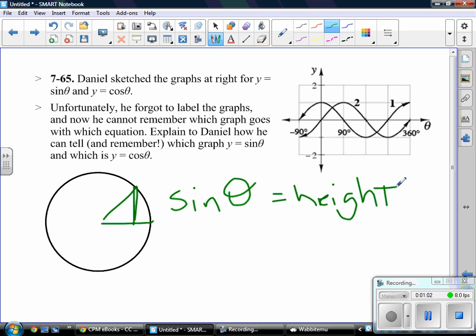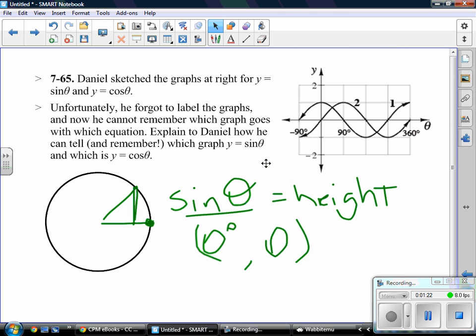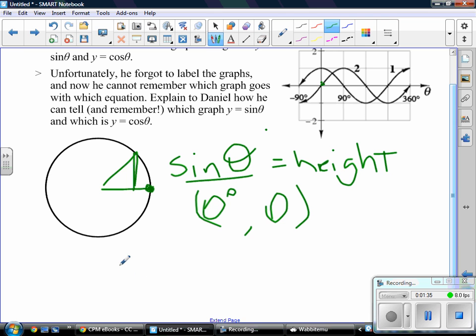Okay, so if we think about this, you're the rider, you're getting on the ride right here at 0 degrees. How high off the ground are you? You're not off of the platform at all, so you're 0 off of the platform. So I know my sine of theta starts at 0, 0. So here on our graph, right about there is 0, 0. So I know my graph that is labeled number 2, so sine of theta, is graph 2.